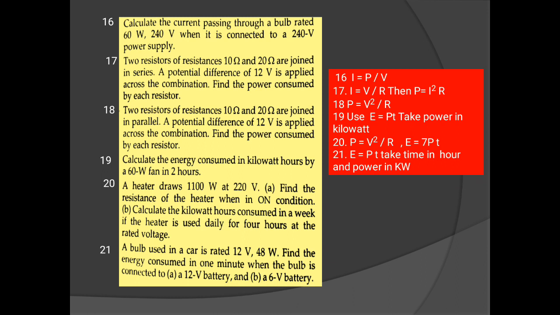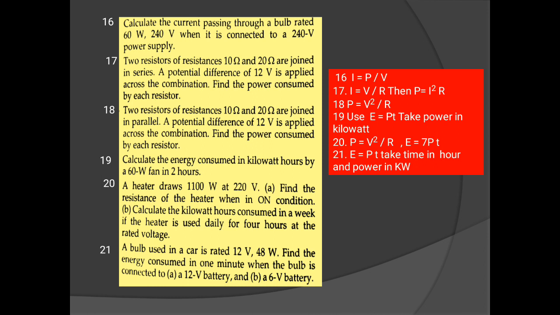Question 19. Calculate the energy consumed in kilowatt hours by a 60 watt fan in 2 hours. So in question number 19, you can use E equal to power into time. Take power in kilowatt.